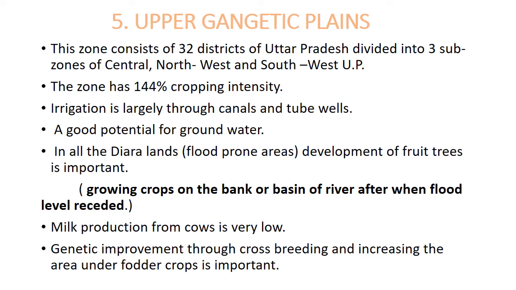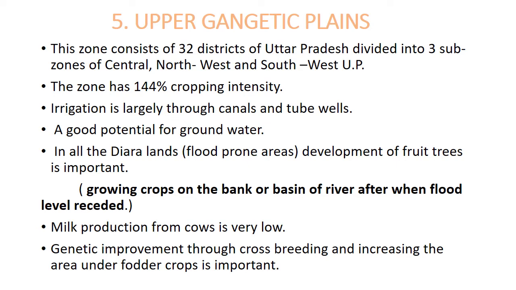Next, Upper Gangetic Plains. This zone consists of 32 districts of Uttar Pradesh divided into 3 subzones of central, northwest and southwest UP. This zone has 144% cropping intensity. Irrigation is largely through canals and tube wells, a good potential for groundwater.